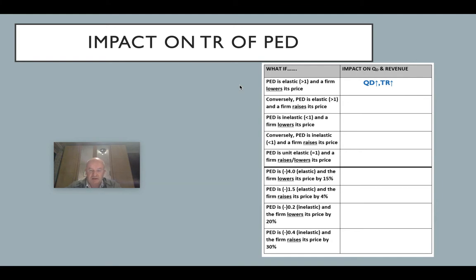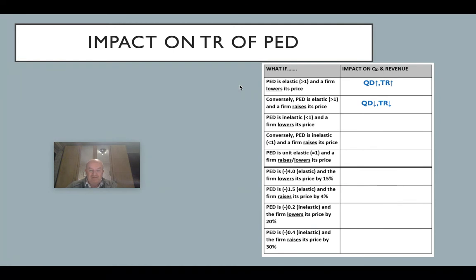If we take the second example, we've got elastic demand, so our PED is greater than 1, but the firm chooses to raise its price. In that situation, the quantity demanded will fall because we've got elasticity of demand that's greater than 1, and so total revenue would also fall as a result.